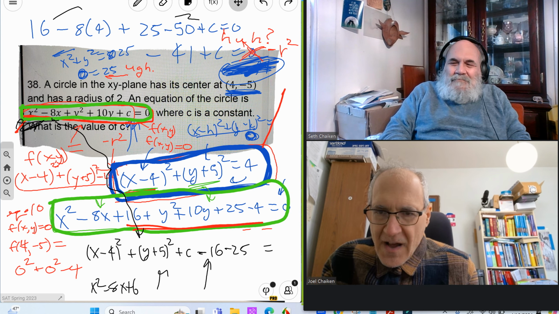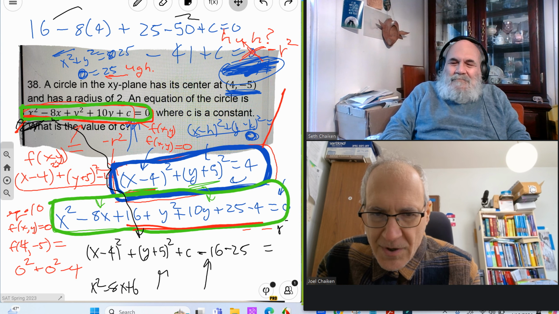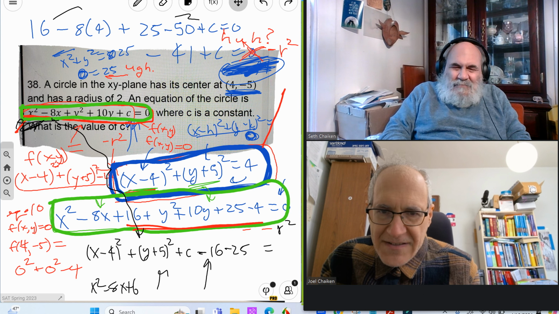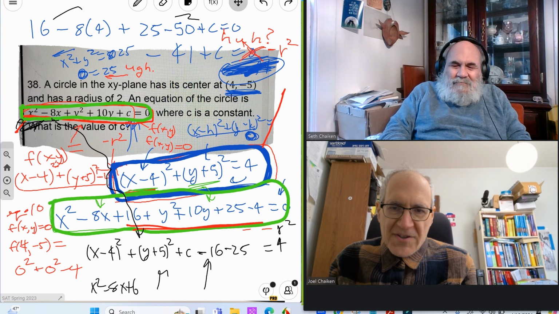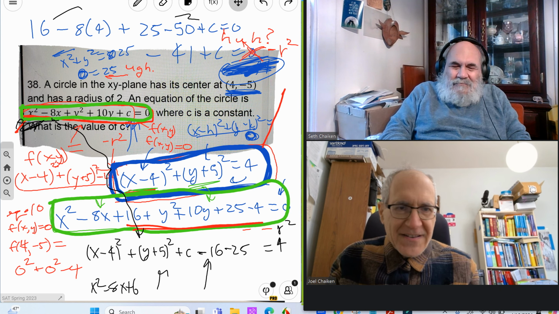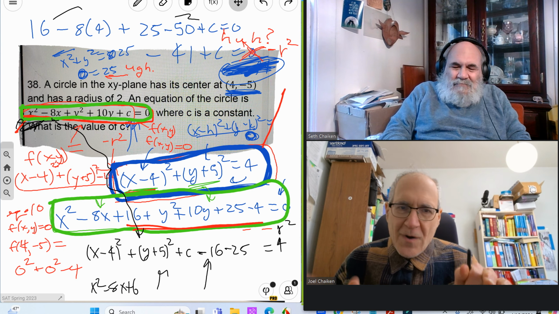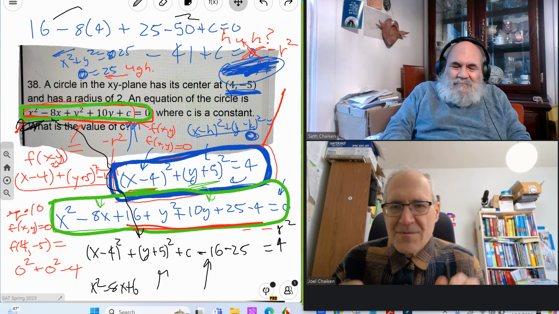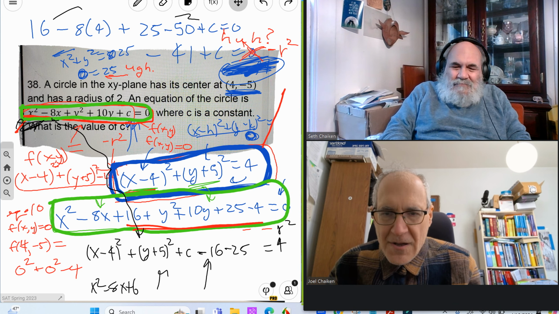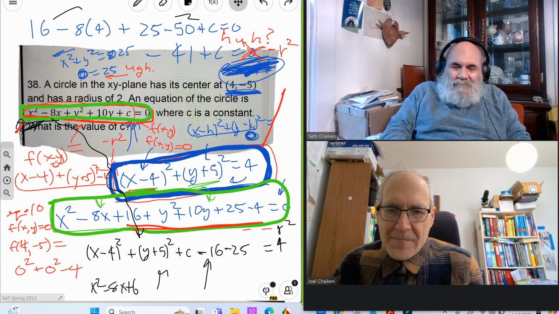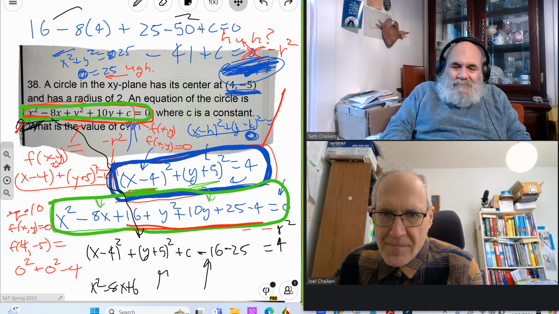Now, for the equation of a circle, this has to equal r squared, so that has to equal 4, because the equation of a circle is x minus the x value of the center, squared, plus y minus the y value of the center, squared, equals the radius squared. So that will give us c, hopefully. Is that 37?